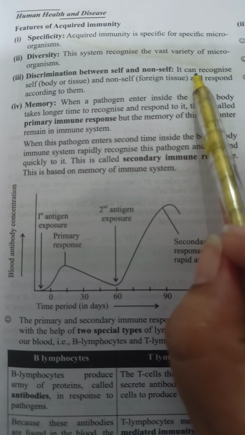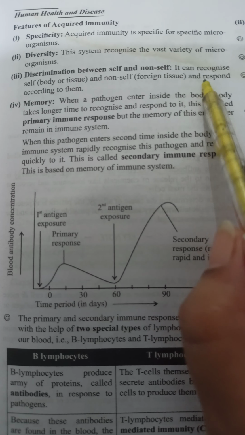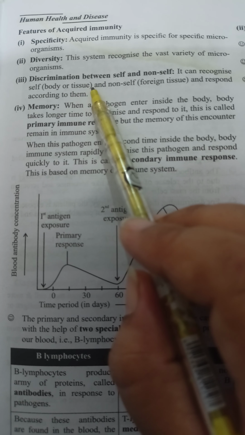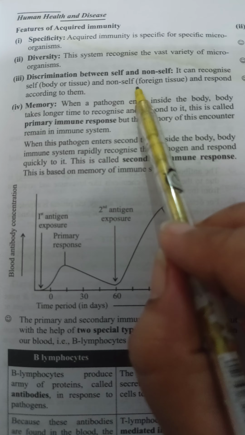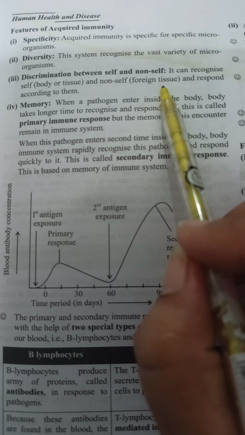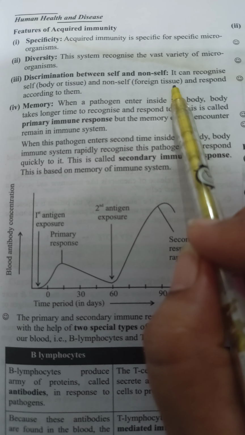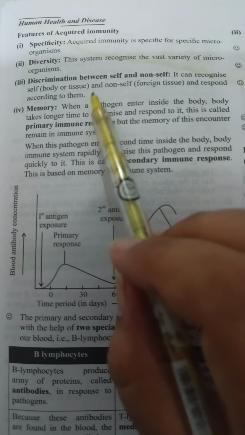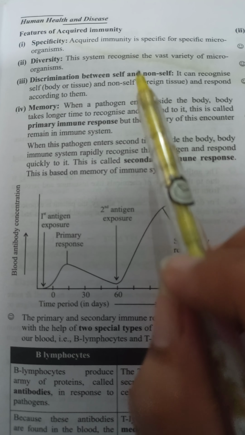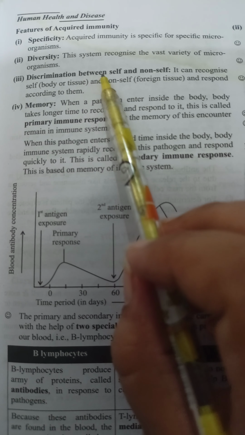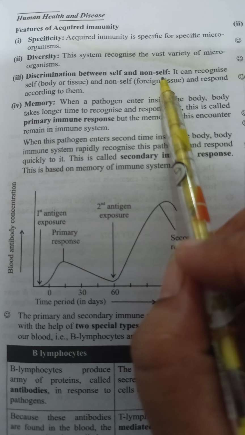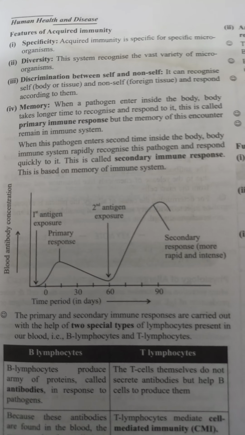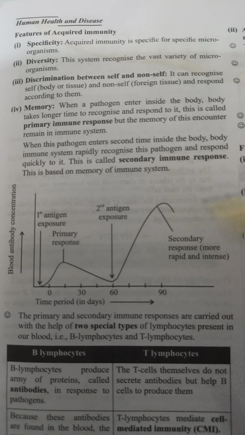Now, the body's immune system can recognize the self. The self means the body or the tissues of the body, and non-self means the foreign tissues or the foreign particles that just entered into the body, and the ability to give the response according to them. The body has the ability to give the response according to that, right? So, discrimination between self and non-self is there. कि क्या मेरी अपनी बॉडी का है और कौन सी चीज़ बाहर से एंटर हुई है, कौन सा पैथोजन.